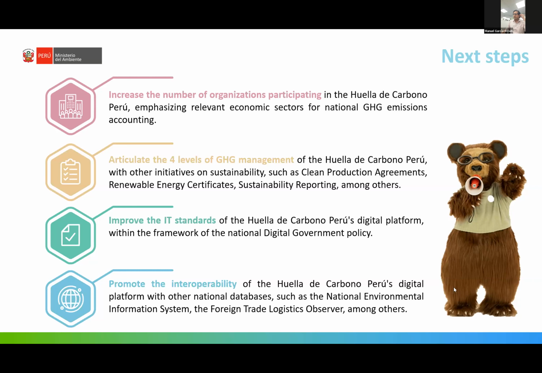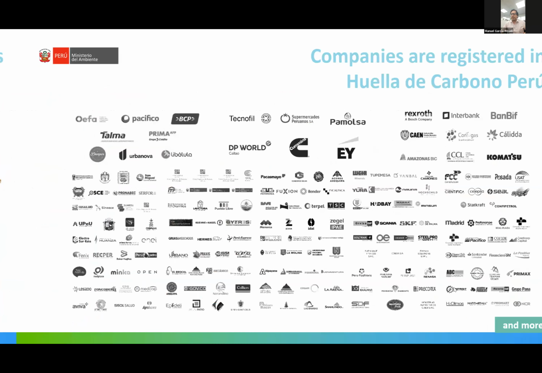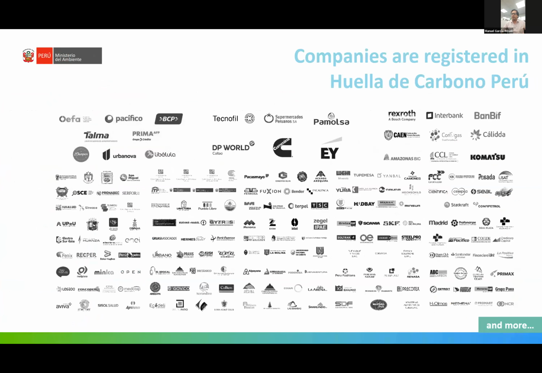So just as a final comment, that is not in the presentation. Well, in the next slide we can see some logos of companies that are registered in the tool, so you can have an idea of the impact of the tool in the country. So we are working to improve this and to increase the engagement of the entities in this, even in the public sector.